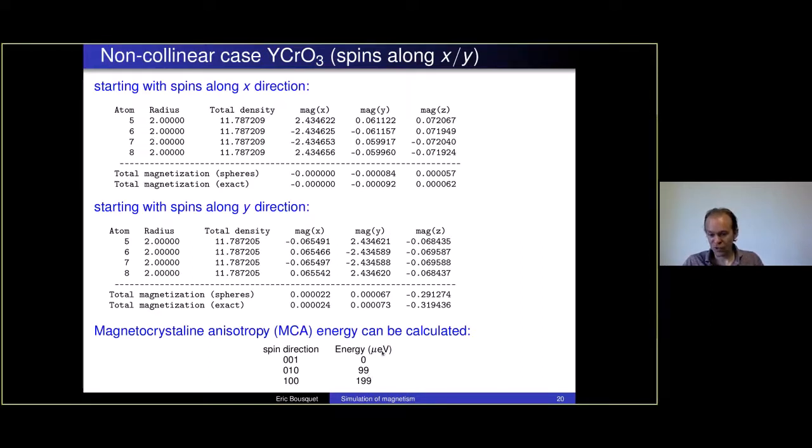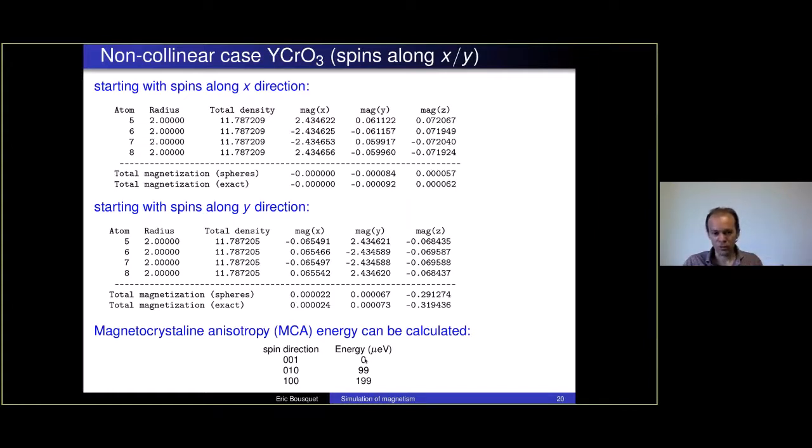So you see the energy difference is really small, but we can have a resolution of it. And indeed, experimentally it is what is observed. We have a small anisotropy of the order of a few hundred micro eV. And experimentally, it is predicted as well that the spins are along Z.